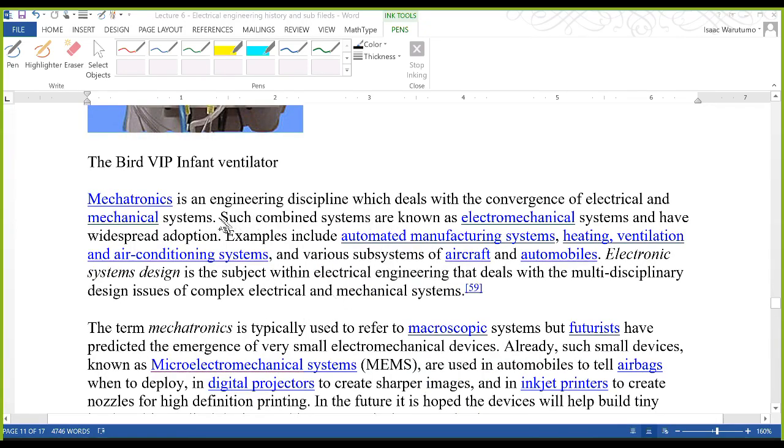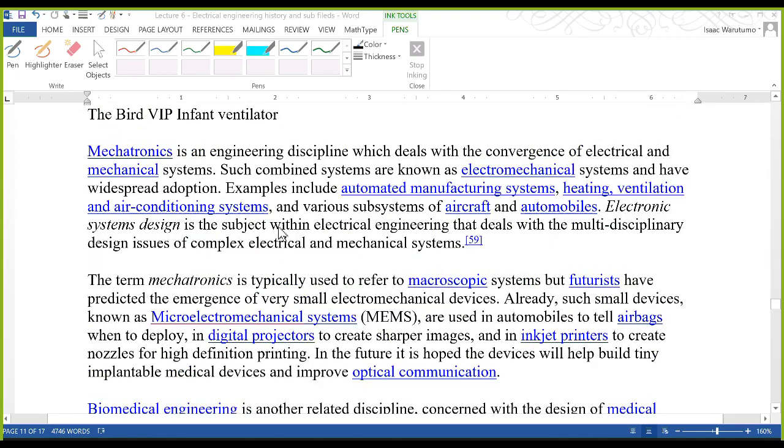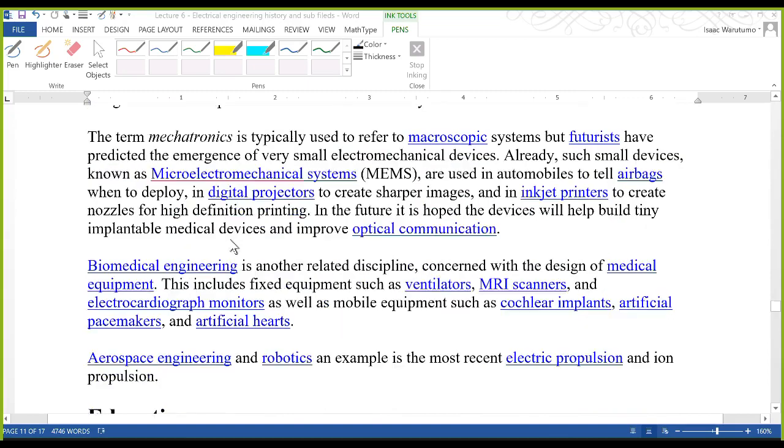I think we have talked about mechatronics engineering. We don't necessarily need to go back there, and we have seen how mechatronics fits in electrical engineering, and we said it is a multidisciplinary field that combines electrical and mechanical engineering. So some discussion is made here. Biomedical engineering is also discussed. It is an electronic engineer, but we are dealing mostly with medical equipment such as ventilators, MRI scanners, electrocardiograph monitors, among others.